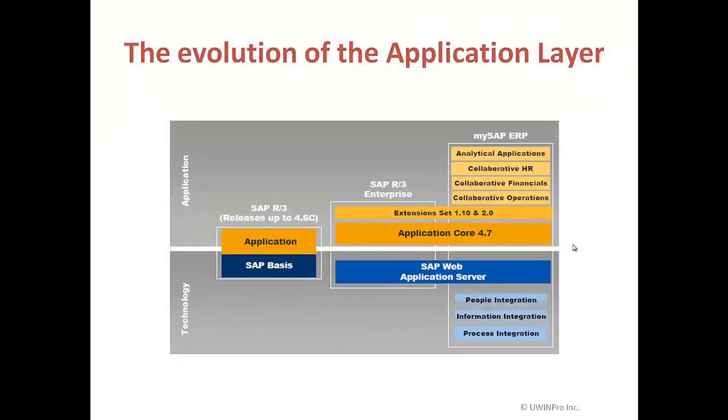During the evolution of the application layer, it was changed from SAP Basis to SAP Web Application Server. So now they call this the Web Application Server. They introduced a new technology called NetWeaver technology in ECC, around the year 2004. So ECC 5, ECC 6, at that time they introduced this technology.